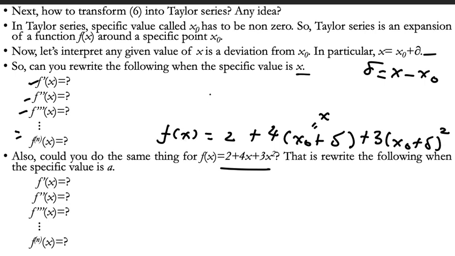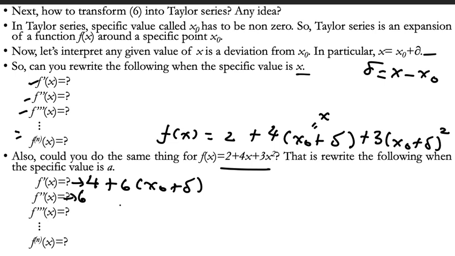What about f prime x? If it is f prime x, it becomes 4 plus 6(x0 plus delta). Earlier, we didn't have delta. Remember when we did the Maclaurin series? And then f double prime is 6. So this is for this, and this is for this. We cannot differentiate it further because x is no longer there.